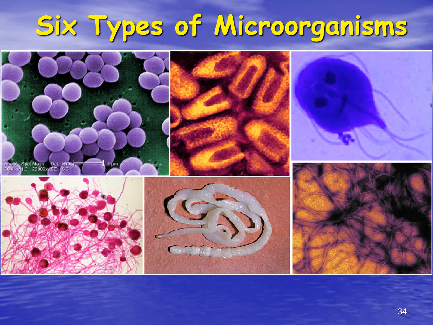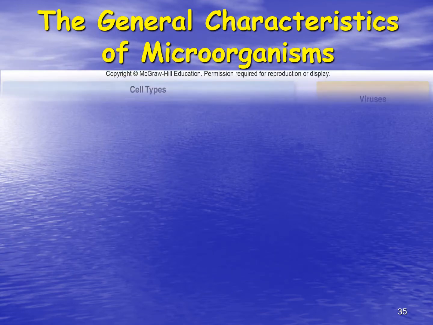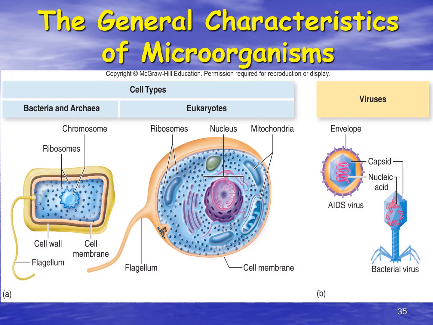So here again are some of the pictures of our microorganisms that we're going to actually look at, including the bacteria, the viruses, protozoans, helminths, fungi. This just simply compares the relative size and some of the major structures of the prokaryote and the eukaryotic cells.